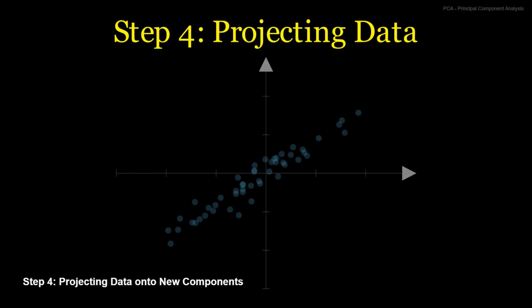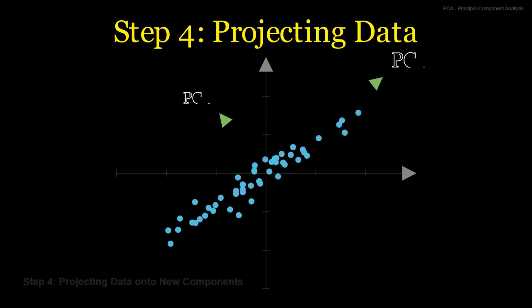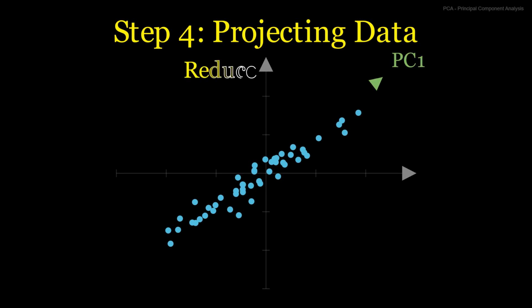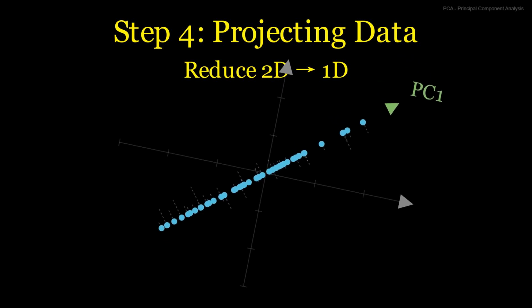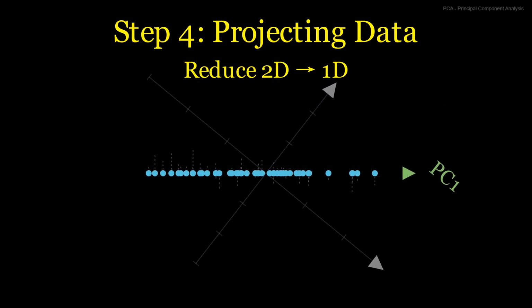With our principal components identified, we can now project our original data onto these new axes. If we want to reduce our 2D data to 1D, we simply project it onto the first principal component, PC1, discarding PC2. This transformation gives us a new dataset, where each point is represented by its coordinate along PC1, effectively reducing its dimensionality while retaining maximum variance.